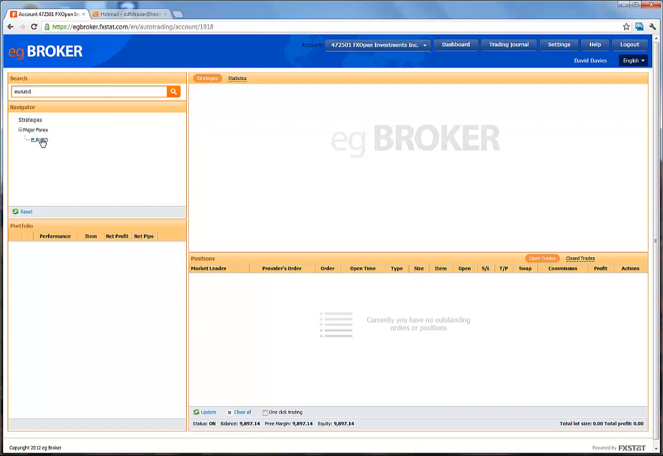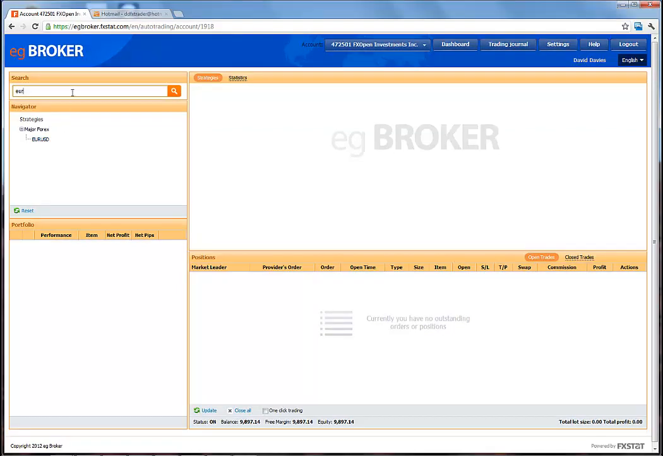And there it pops up. I could also search for all currency pairings that include the euro. So all the currency pairings that include euro will be listed, and so on. So GBP will show all the currency pairings that show British sterling.